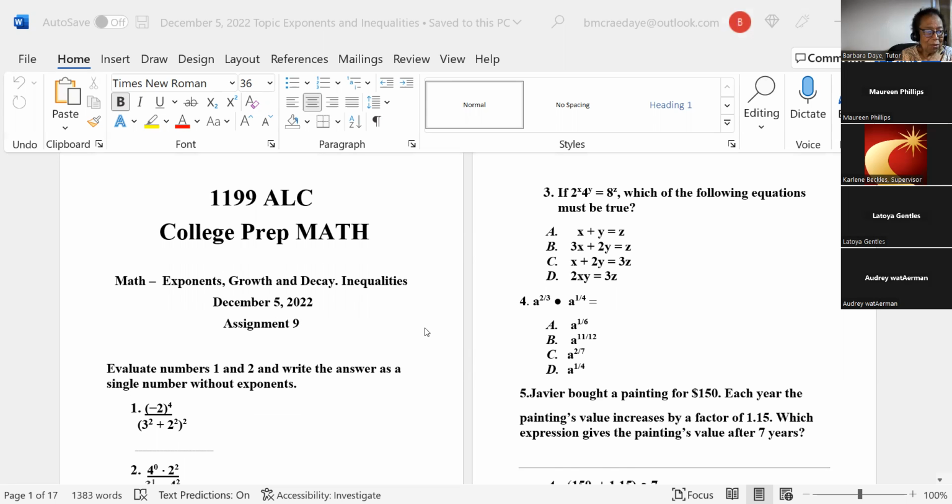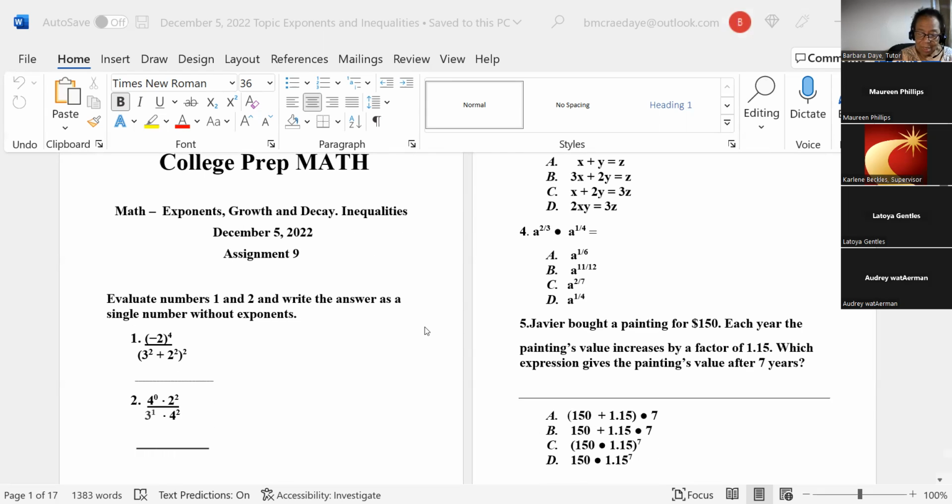Now, Maureen, you did the first one and you did it correctly. So tell us how you did it. Number one. Evaluate numbers 1 and 2. Write the answer as a single number without exponents. You just sent it to me today and I checked it and you definitely had that one correct.